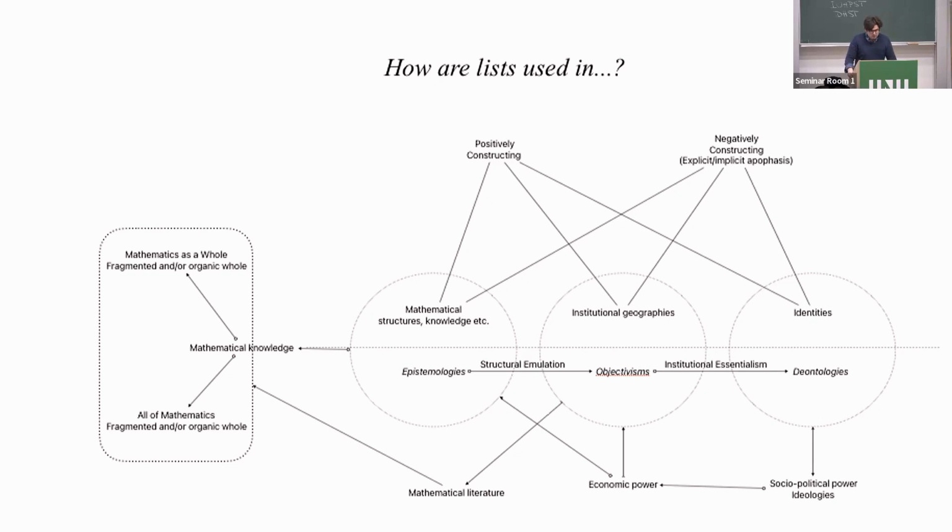And I'm trying to show that when it comes to the creation of the institutional image of mathematics, the epistemology of the lists created within mathematics is emulated and transformed into objectivisms. Objectivisms represented in the form of identities of mathematicians, of geographies of mathematical institutes. And these in turn are then translated into identities of mathematicians.